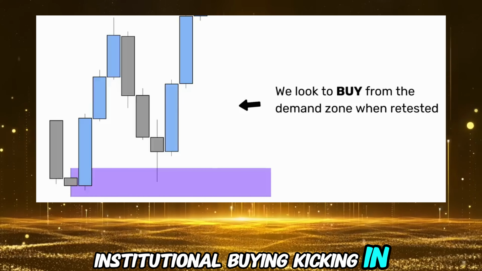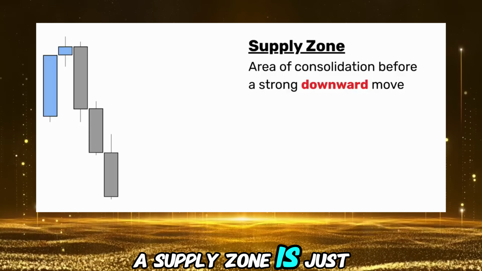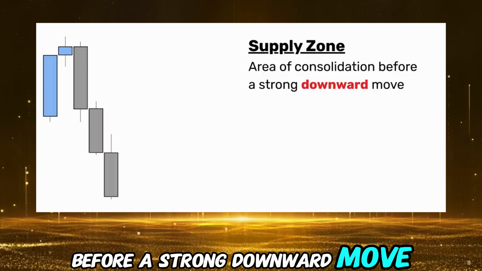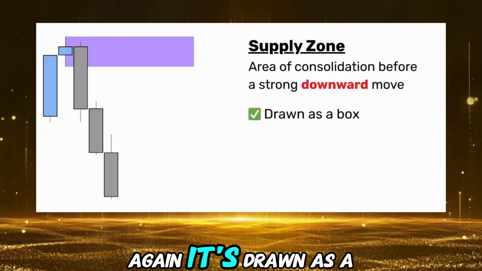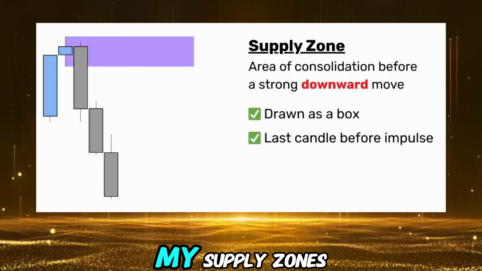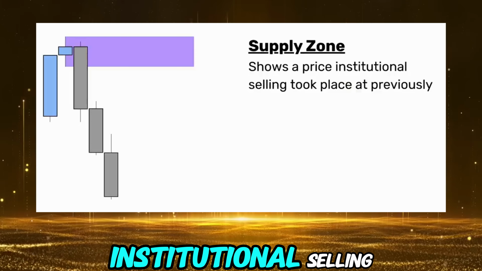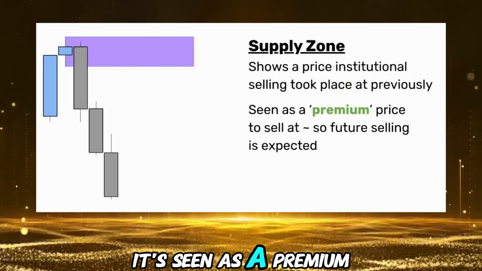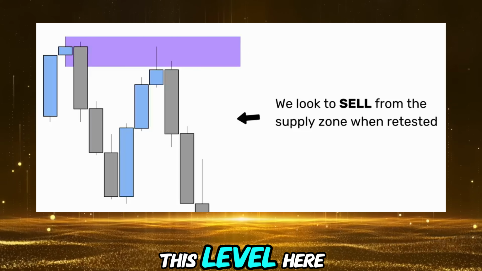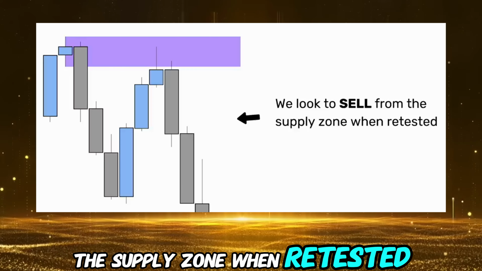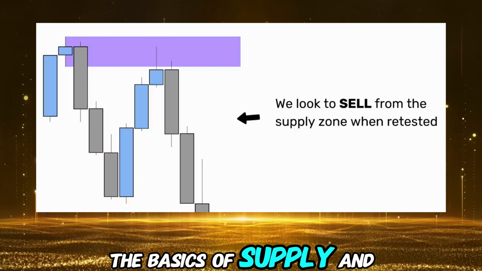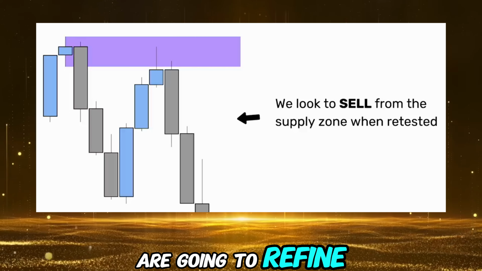institutional buying kicking in. Now, if you haven't already guessed, a supply zone is just the same, but the other way around. It's an area of consolidation before a strong downward move, which would be visualized like this. Again, it's drawn as a box, and I use the rule of using the last candle before the impulse to mark my supply zones. This shows a price that institutional selling took place at previously. It's seen as a premium price to sell from, so future selling is expected once the market returns to this level. Here we look to sell from the supply zone when retested, expecting more institutional selling to kick in to the market. It's important to understand the basics of supply and demand because this is how we are going to refine to get sniper entries.